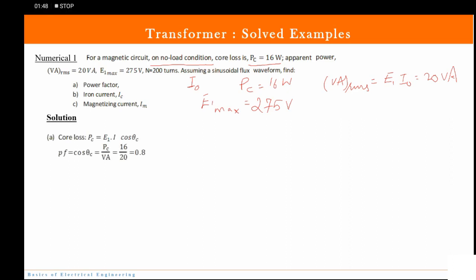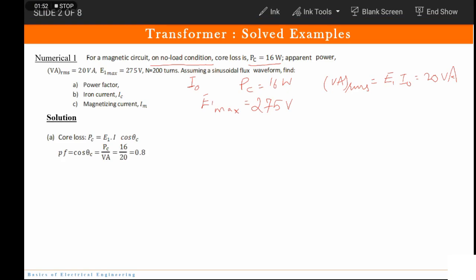So the very first thing is that core loss is represented by E1 into I0 cos theta C. Now theta C can also be represented by phi 0. Both are the same parameter. Sometimes we say phi 0, or in some books they refer to that parameter as phi C.